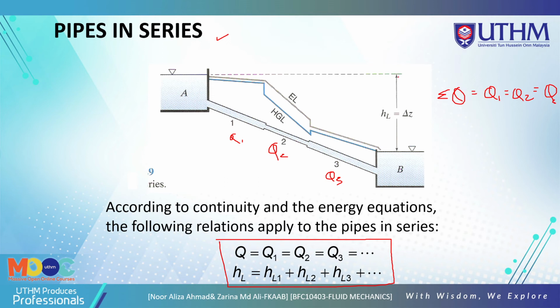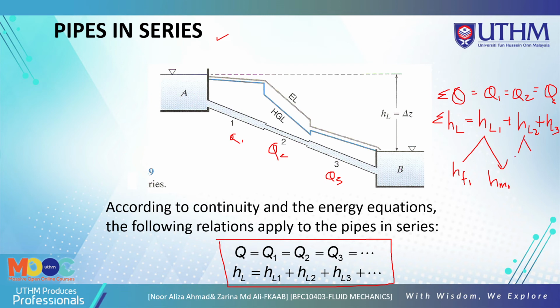Okay, yang branching pipe tadi dia kena tambah. The branching pipe you must plus. For the series, so must equal Q1 equal to Q2 equal to Q3. Okay, for the HL in pipe here, HL1 plus HL2. So total HL must be HL1 plus HL2 plus HL3. So HL must include the HF1 and the HM.